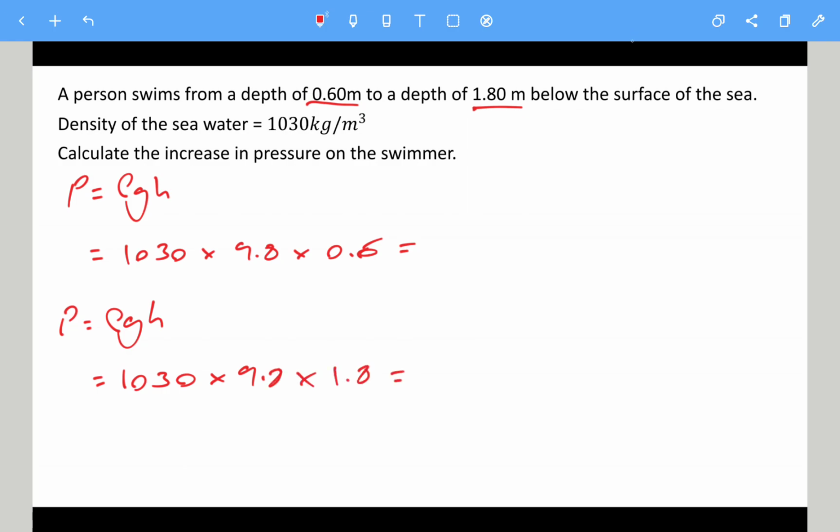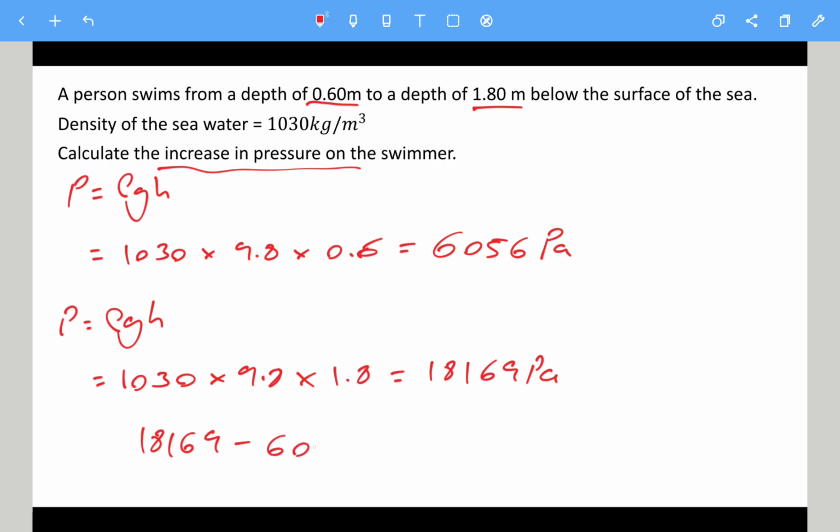Calculate both of those. So the first one is 6,056 pascals. And the second one is 18,169 pascals. So the increase in the pressure would be the difference between them. So it'd be 18,169 subtract 6,056. That gives us 12,113 pascals. If you did that, that will work, and it might look like that in numerous books.